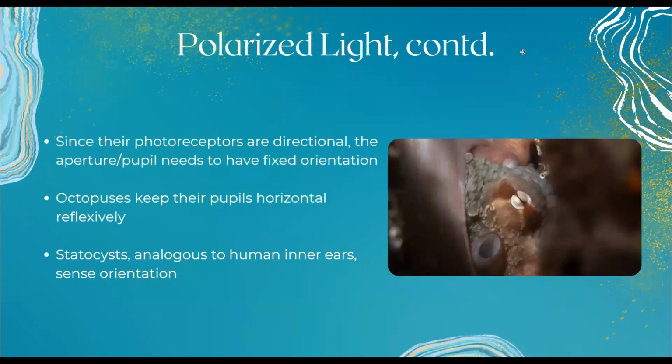Since the photoreceptors of an octopus are directional, they do rely on structures called statocysts to reflexively keep their pupils in a constant horizontal orientation, regardless of the body's position. These statocysts are analogous to human inner ears, which sense acceleration and help us maintain balance.